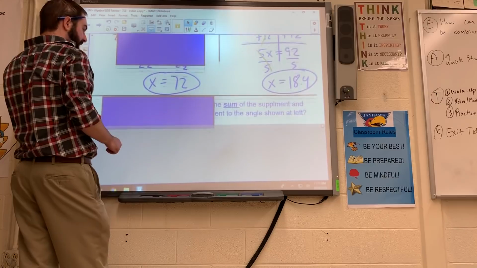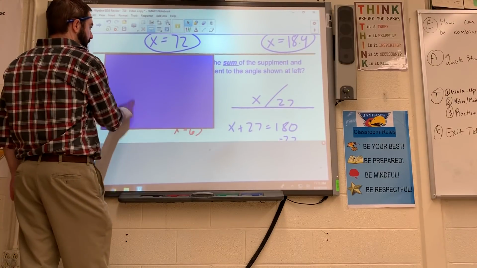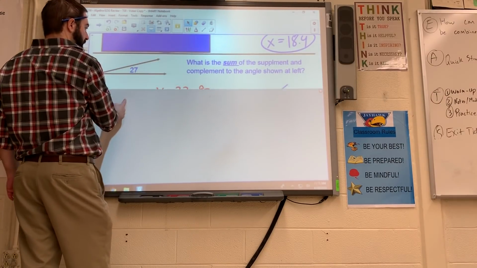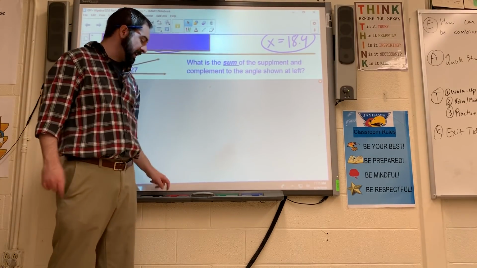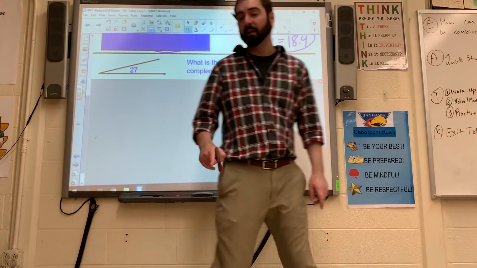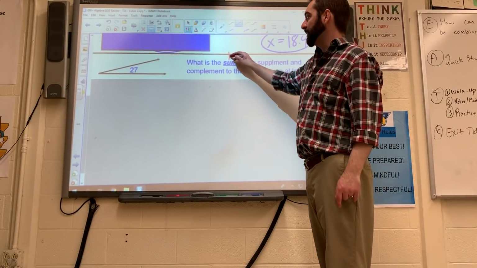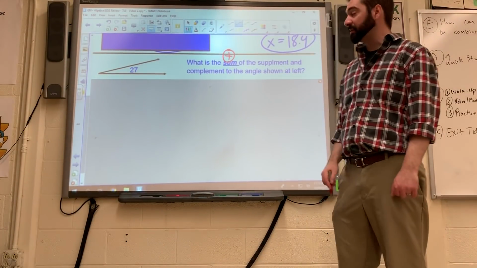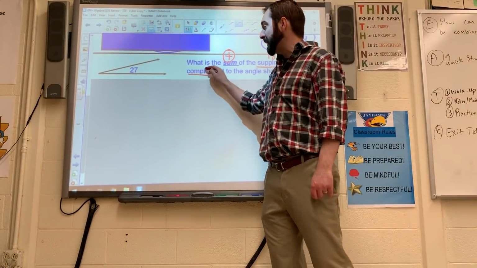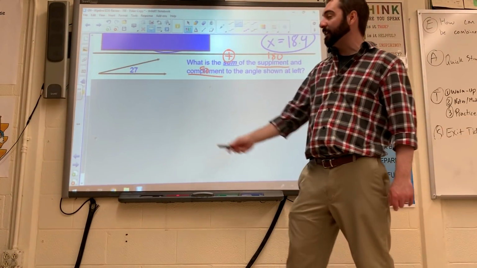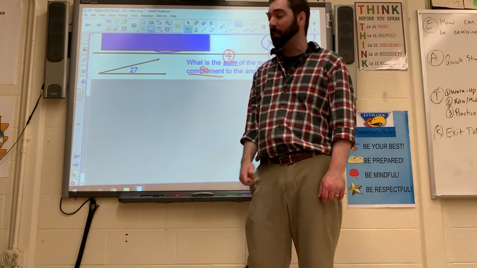Last example here. It says, what is the sum of the supplement and complement? So we have a couple things going on here. They want the sum of two angles. So I know I have to add the two answers together. Supplement means that they add to 180. Complement means that they're going to add to 90. And they give me one angle. So this is really just a two-part problem.